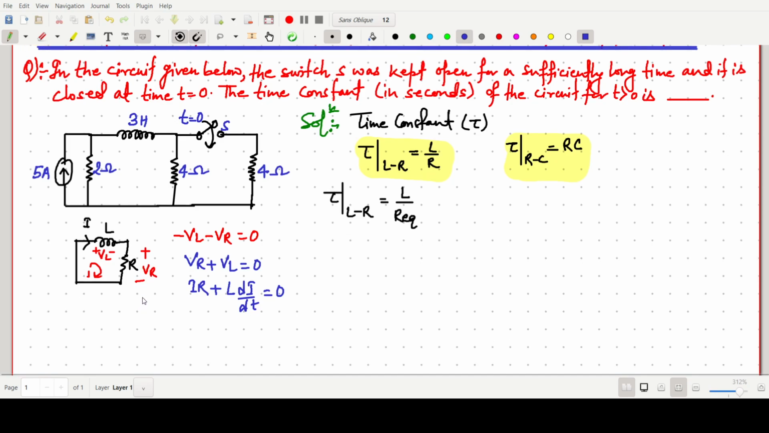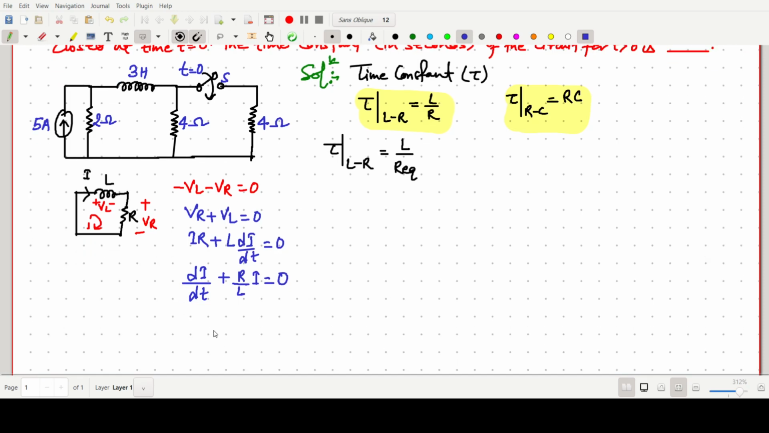Now one can also write di by dt plus R by L times I equals 0. This is nothing but a first order linear equation, just like dy by dx plus P of x times y equals Q of x. This is a first order differential equation. I am highlighting this one.